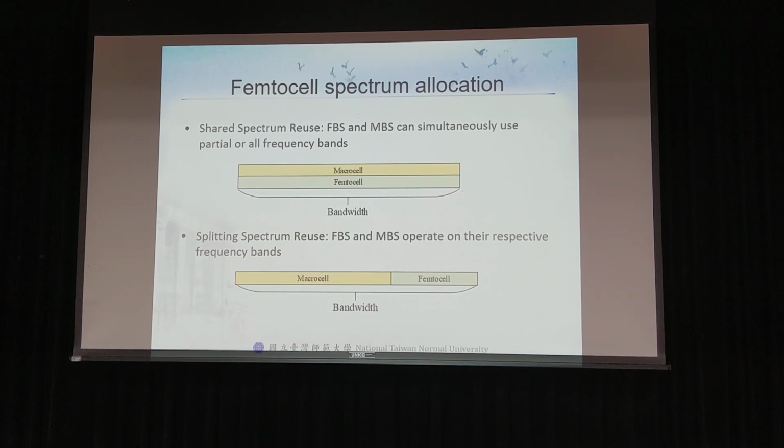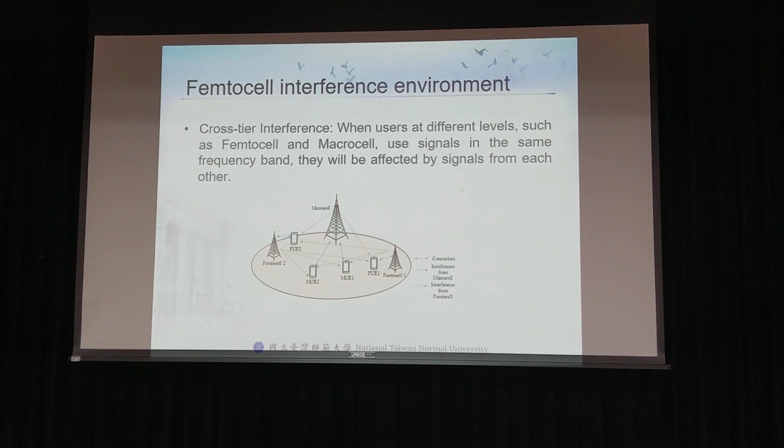And the third one is the spectrum allocation. There are two kinds of spectrum allocation. The first one is shared spectrum reuse. FBS and MBS can simultaneously use the partial or all frequency band. They use the same band. And the second one is splitting spectrum reuse. The FBS and MBS operate on their respective frequency bands. These two have their own advantages and disadvantages.